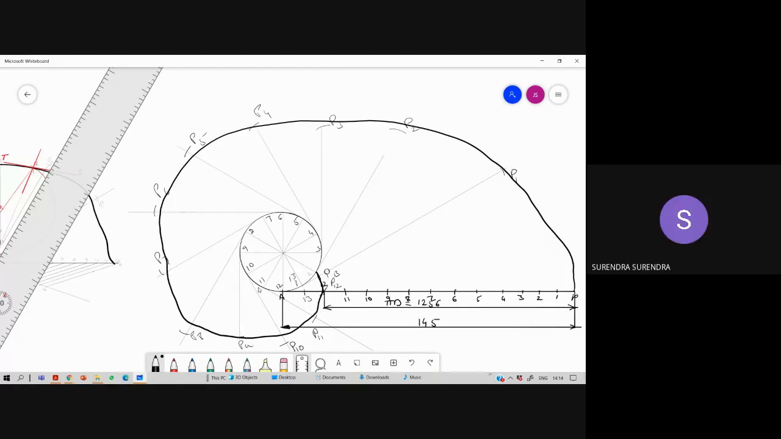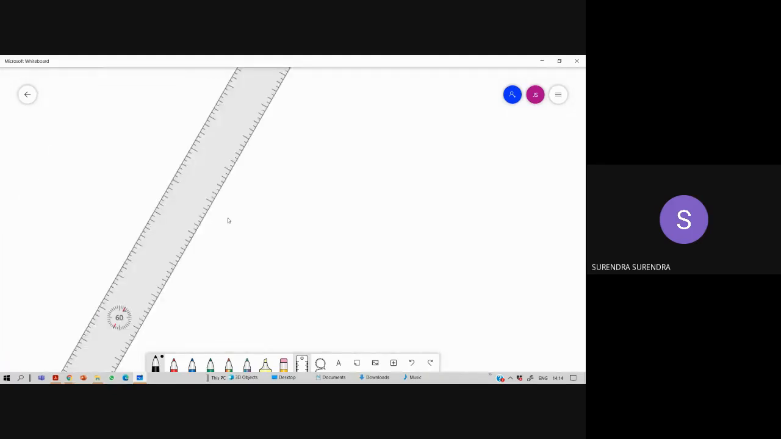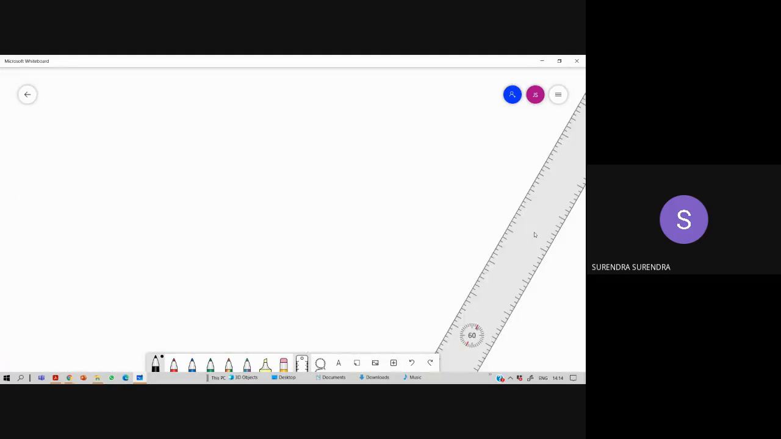So the next problem we'll discuss is when the length of the string is less than the circumference. So how to do a problem when the length of the string is less than the circumference. In the examination you may get these three options: when the length of the string is equal to the circumference, less than the circumference, or more than the circumference.